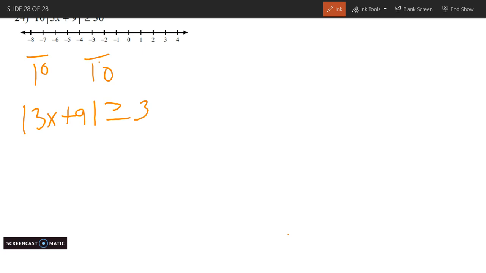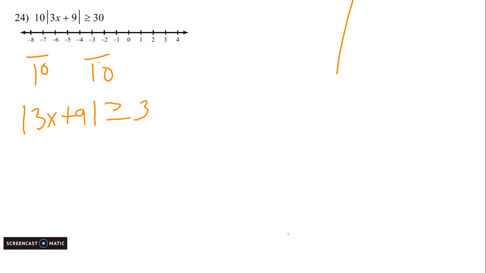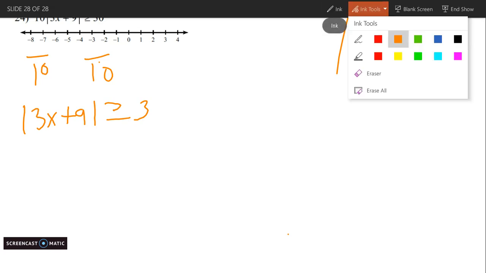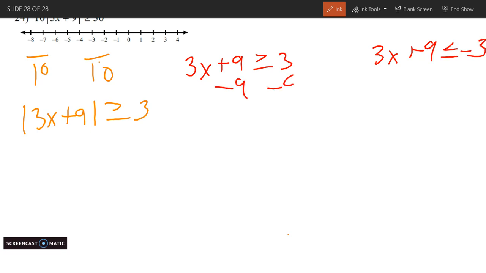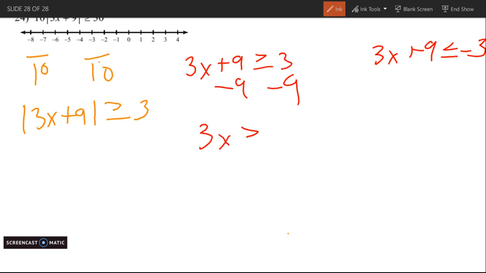Now you can make two inequalities. You cannot make two inequalities unless the absolute value is by itself. If we look back up at the top, you had 10 times the absolute value of 3x plus 9, so I divided by 10 on both sides of the inequality so that the absolute value is by itself. Absolutely essential you do that. So you've got 3x plus 9 greater than or equal to 3, and 3x plus 9 less than or equal to -3. Subtract 9 on both sides, 3x greater than or equal to -6, divide by 3.